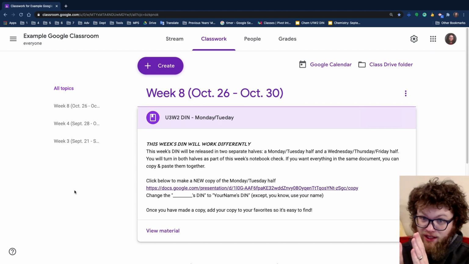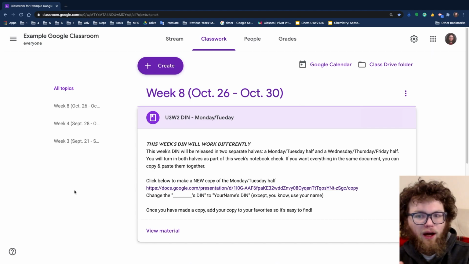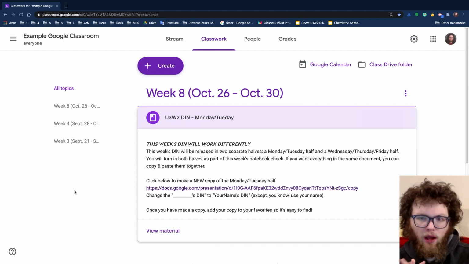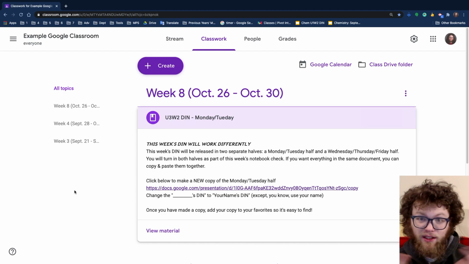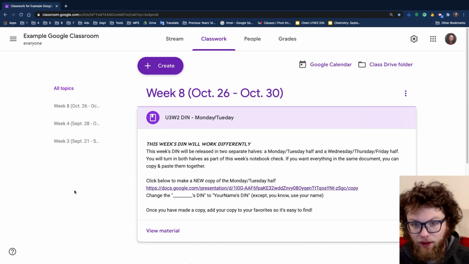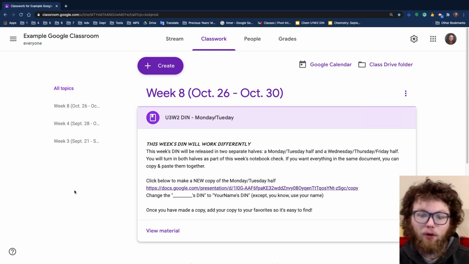The Monday, Tuesday part, that's this part, will be released now. And later this week, when I have it ready, the Wednesday, Thursday, Friday will be released. And if you want, you can copy and paste them together or add links to link them together, or you can just treat them separately, but then you'll turn in both halves as part of the notebook check this week.